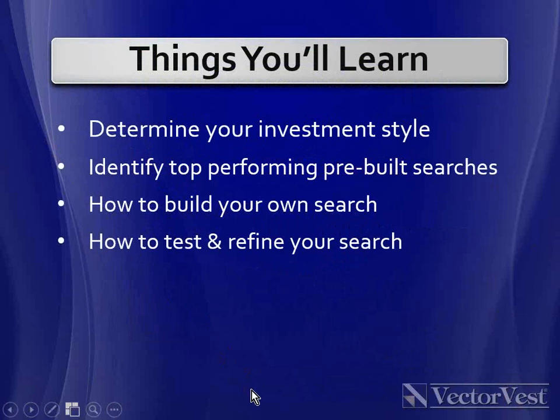Because as you'll see, there are probably about 200 searches in there, and I can imagine if you're new to VectorVest, you're looking at that and saying, wow, which one do I pick? So we're going to look at some of the best ones for each investment style. Then I'm going to get some more interaction from you on how to build your own search. If you're interested in reinventing the wheel, and you don't like one of the 200 searches we've got, I'll show you how you could build your own search.